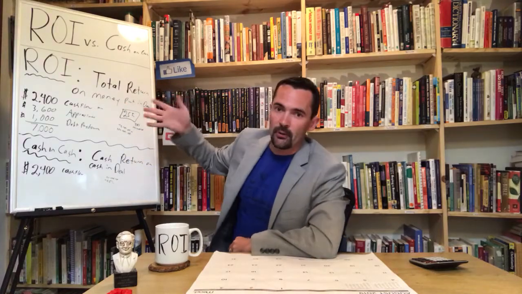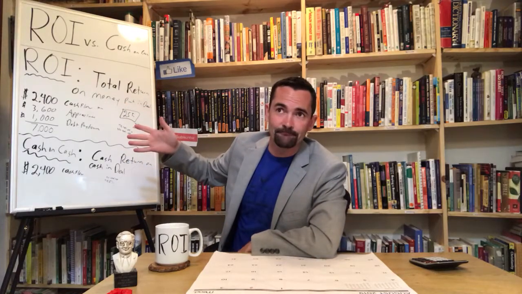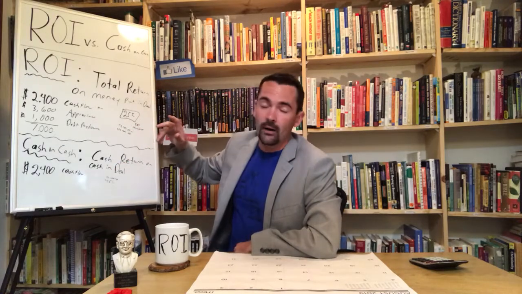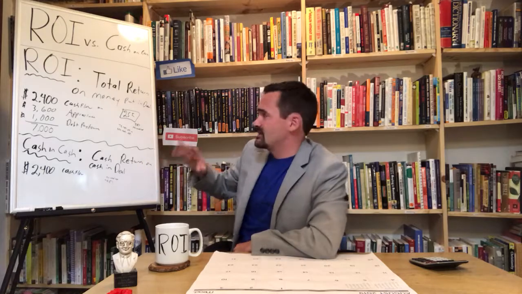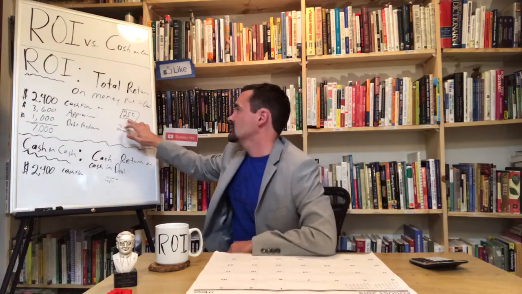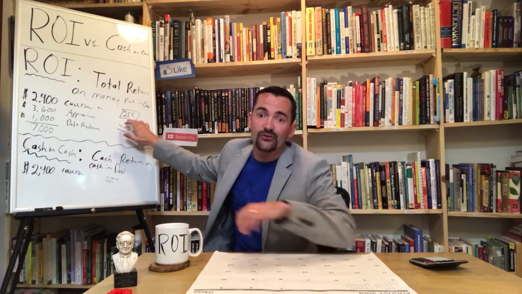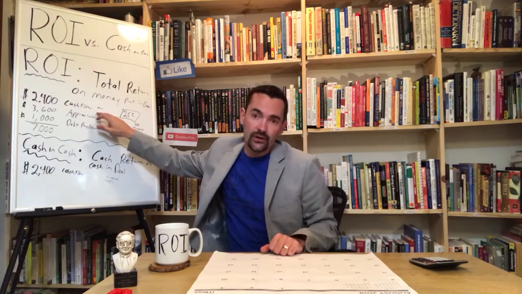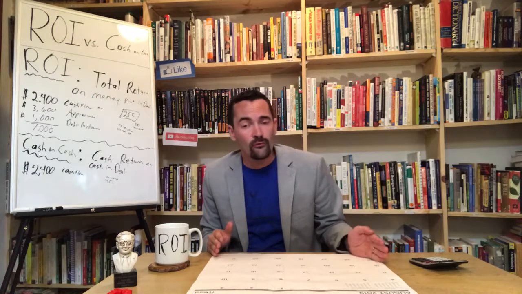So let's say there's a property. I'm not even going to say the percent down or the purchase price, because I'm not even going to factor that in here. Let's just say we put $25,000 into the deal. And then after 2 years, it has cash flowed $2,400.